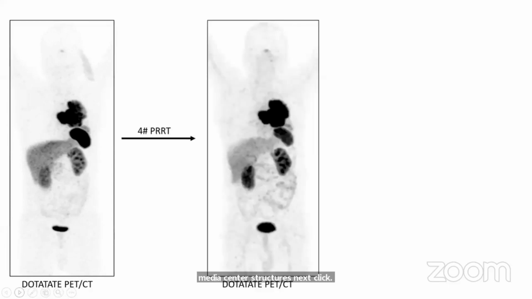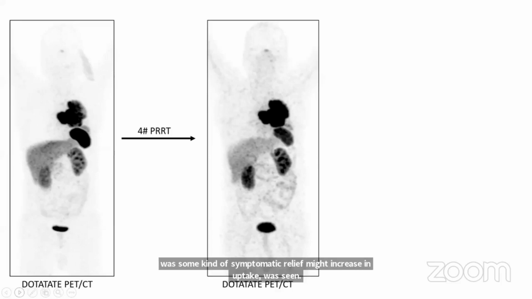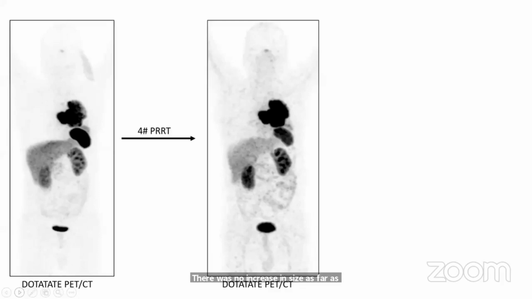So now we come back to our case again, where we have intense uptake seen in the left hemithorax, a large lesion which is encasing the superior and the middle mediastinal structures. Now this patient received 4 cycles of PRRT and showed stable disease. There was some kind of symptomatic relief. Mild increase in uptake was seen. There was no increase in size as far as RECIST was concerned, and there was no sign of distant metastasis.